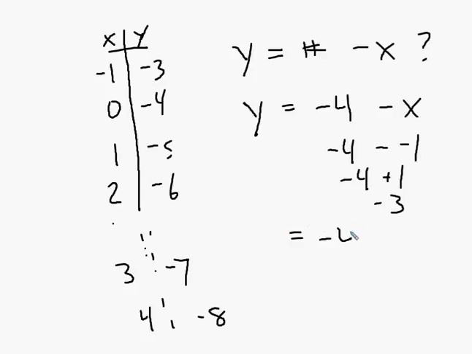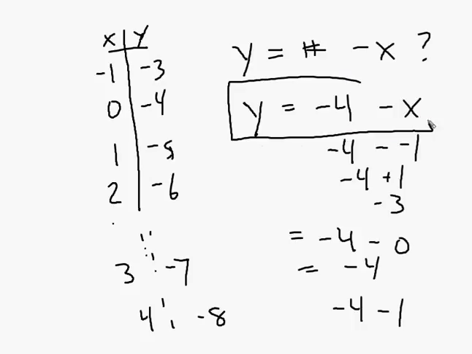What if I had -4 minus, let's try the next one, 0. What's -4 minus 0? -4. All right, what if now we have 1, what's -4 minus 1? -5. So, this is our rule.